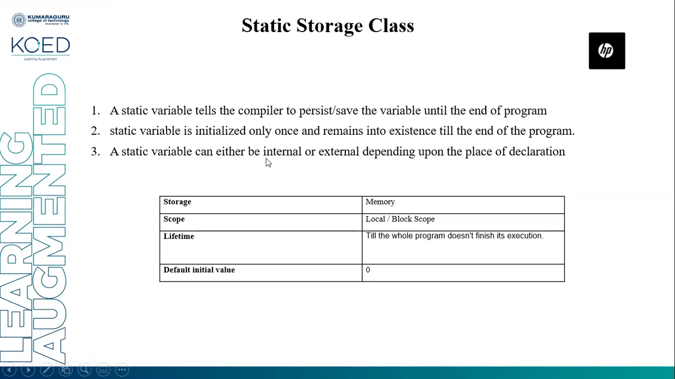A static variable can be either internal or external depending on the place of the declaration. It may be local or global, depending on where we are declaring it. If you declare it above all the functions including main, it will be global. Or if you declare it within a particular function or main function, it will be internal. The storage is memory, scope is local or block scope. Lifetime is till the whole program finishes its execution. The default initial value is 0 for the static storage class.